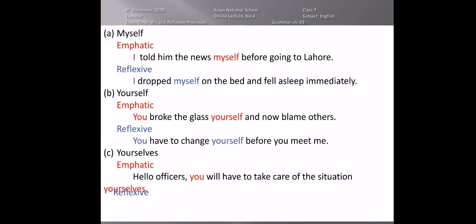Now let's use yourselves as a reflexive pronoun. Hey guys, get yourselves ready for the party. In this sentence, guys is the subject, get ready is the action, yourselves is the object. So guys and yourselves are the same persons, therefore it is a reflexive pronoun.